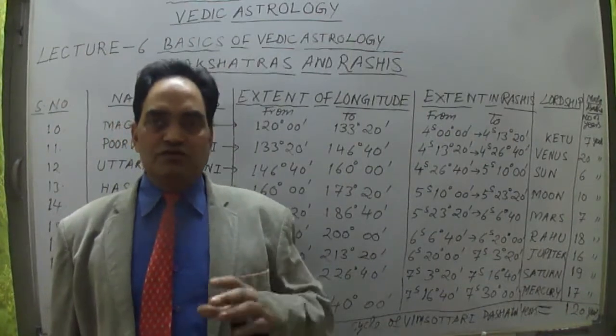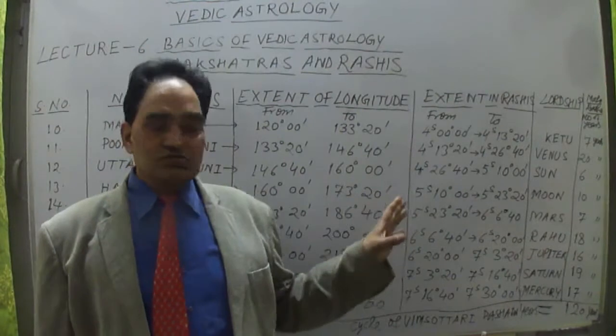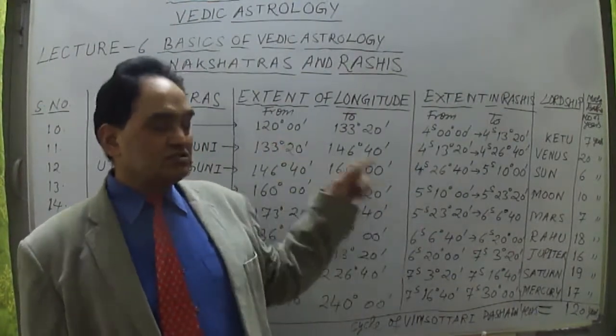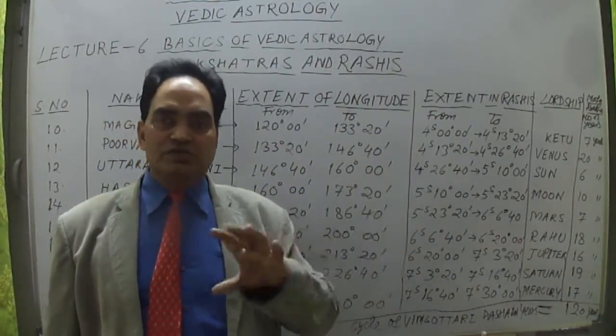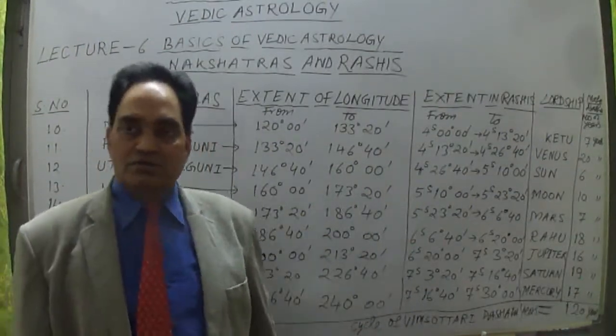After Rasis, horoscope, then planets. What are the planets, the different planets, what are their positions, what is the character of the planets? After that, Rasis and Nakshatras. Nakshatras are very important because with the help of Nakshatras, a lot of predictions are done.